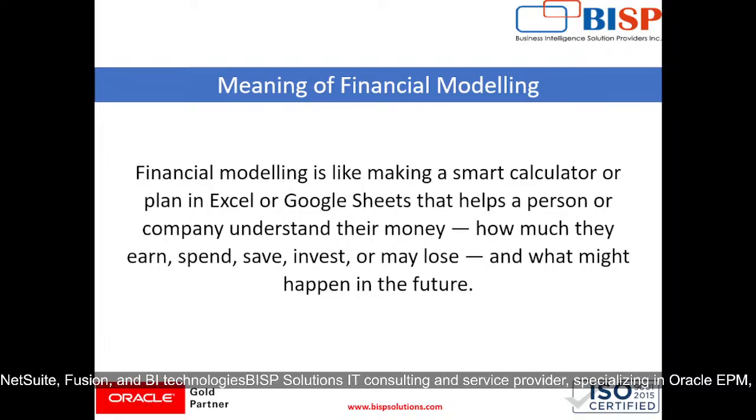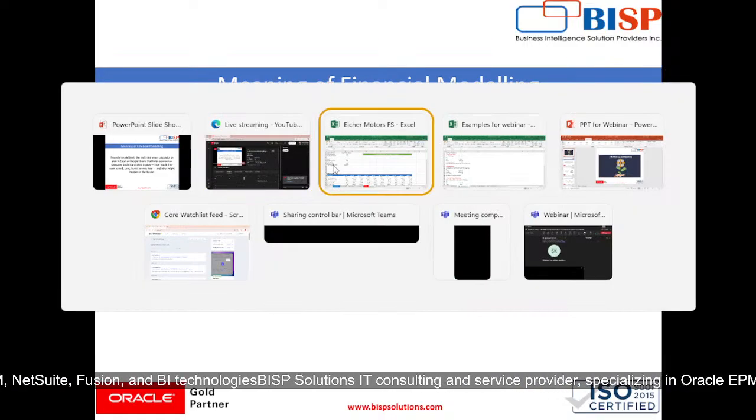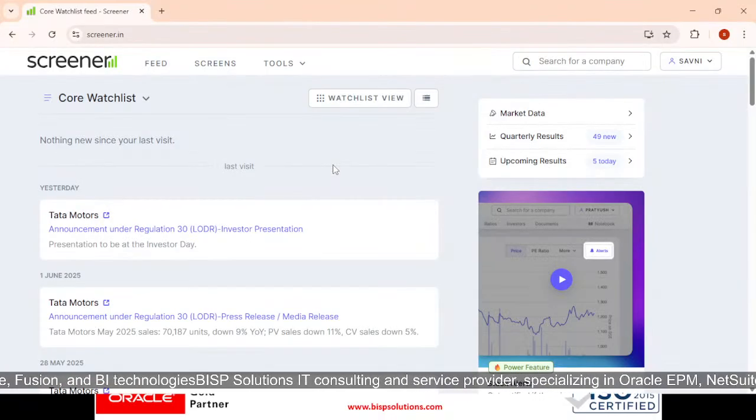Just for reiteration, first we have to understand what financial modeling is. Financial modeling is like a smart calculator, or we can say a plan, in Excel or Google Sheets, which will help a person or a company understand their money: how much they earn, spend, save, invest, or may lose, and what might happen in the future. So this is what financial modeling is about. We will be completing our previous session's learnings of financial statements, where we go to Chrome and download our company's data.